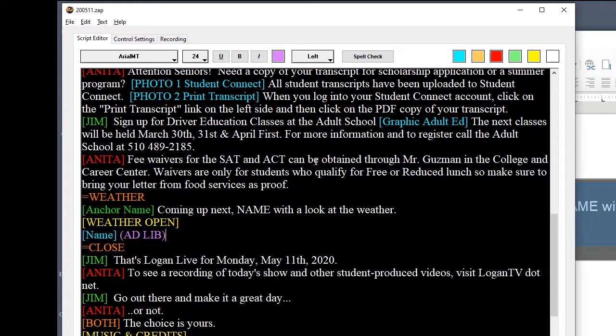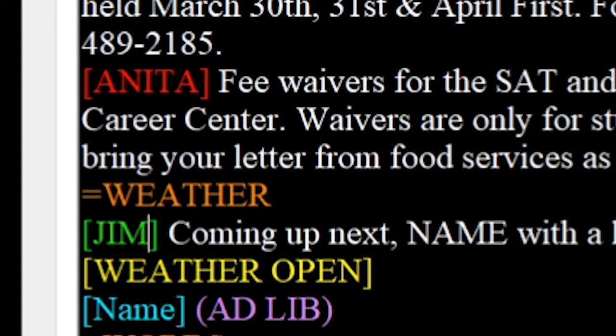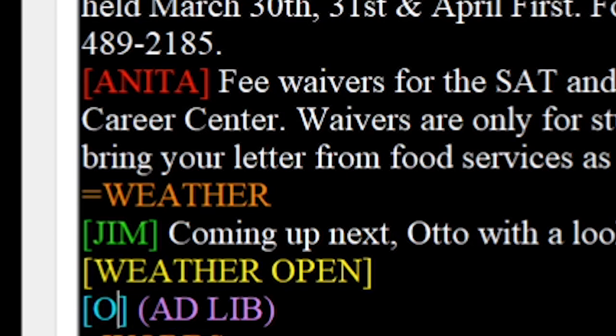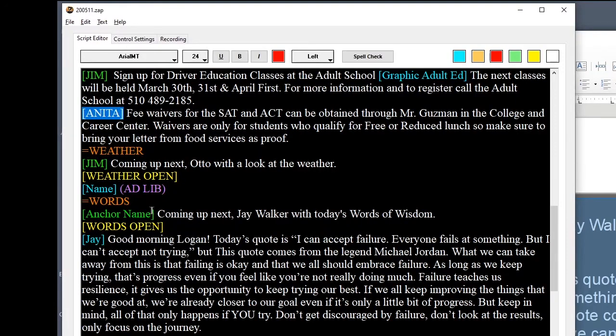You need to update the segment script to identify which anchor will be part of it. Find the anchor indicator and replace it with the anchor who did not read the last bulletin announcement. If you paste the weather template script, replace name with the name of the weather anchor. Use Ctrl and S to save the prompter script. When you add the Words of Wisdom segment, use the name of the anchor who did not introduce weather.